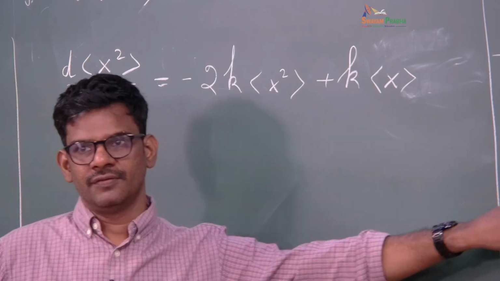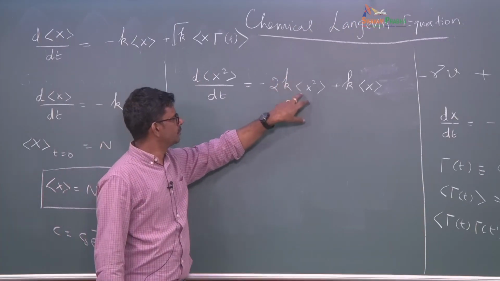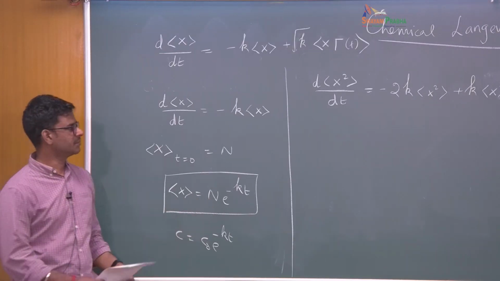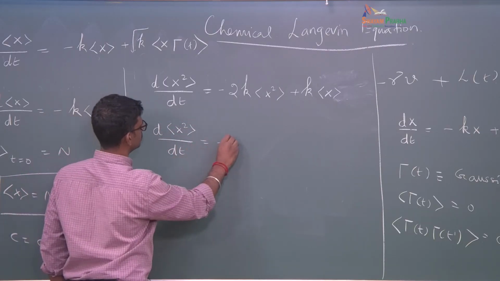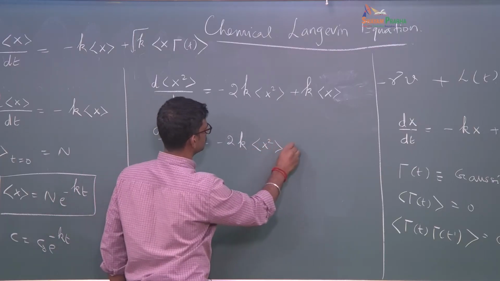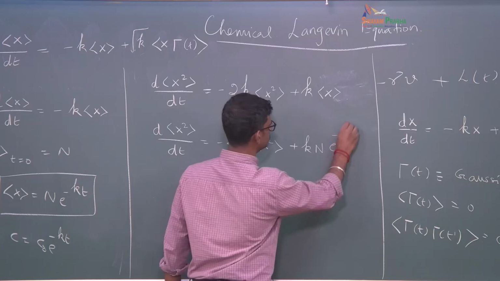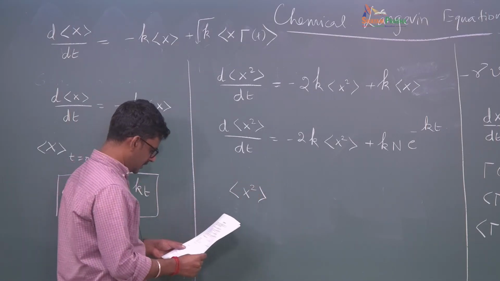So when we take the mean square conversion, you will see that the rate of change of mean square is proportional to mean square itself, and also depends on the mean value. And the mean value we already have as a function of time t. So we can substitute that here. This becomes a simple ODE for the variation of mean square x as a function of time. If you solve this, you're supposed to get something like the following.